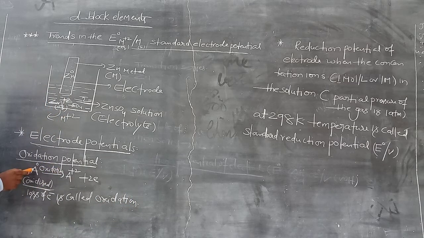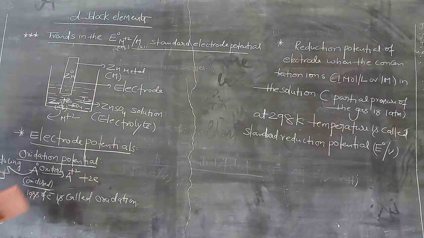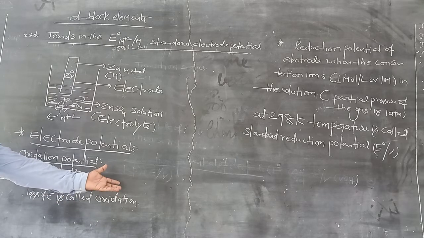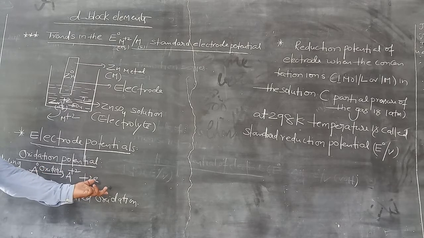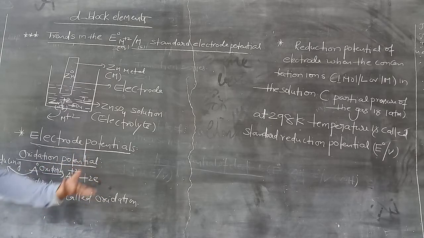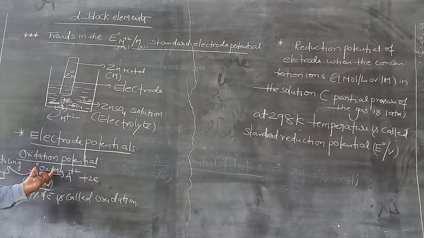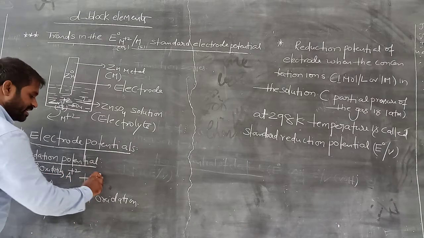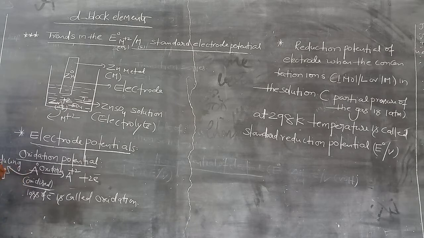Now it loses the electrons, so this one is called the reducing agent. Remember this, a very important concept. A loses 2 electrons, so by the loss of electron it is oxidized. Oxidation takes place. A is ready to lose electrons, A can donate electrons, so it offers electrons to others. So now A is called the reducing agent.